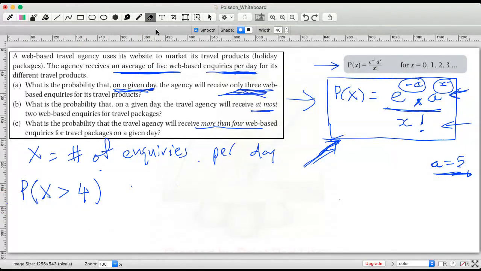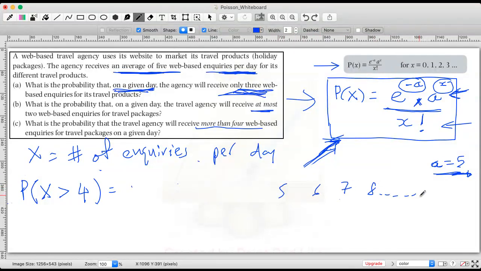Okay, now if you look at probability of x greater than 4, because this is greater than 4, that means you need to look at all the values greater than 4. That is 5, 6, 7, 8. This doesn't stop. This goes all the way to infinity. Now, there is no way that you can work out all of these probabilities. Okay, it's just too many. All right, so now we need to use a little trick here to make it easier for us to actually work this out in a feasible amount of time. And that's using the complement rule.